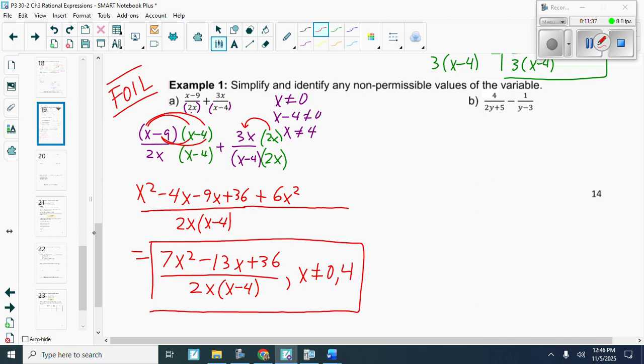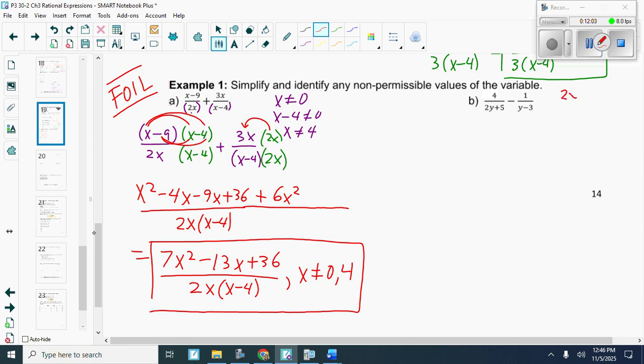Okay, so we're just doing a little bit more with our amazing algebra skills. We're going to do the same thing for the next one. We're just going to look at our denominators. First, we're going to say, can we factor them? 2y plus 5. Nope, that one's factored. Y minus 3, that one's factored as well. So then we can go right to our NPVs.